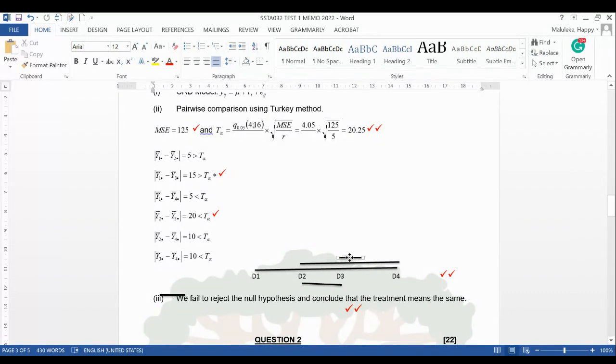If you're asked to indicate, you see, there is no line joining 1 and 3, isn't it? There's no line joining 1 and 3. So you are simply saying that for 1 and 3, the means are not the same. There's no line joining 1 and 2. It means again that for 1 and 2, the means differ. Do you get it, guys?